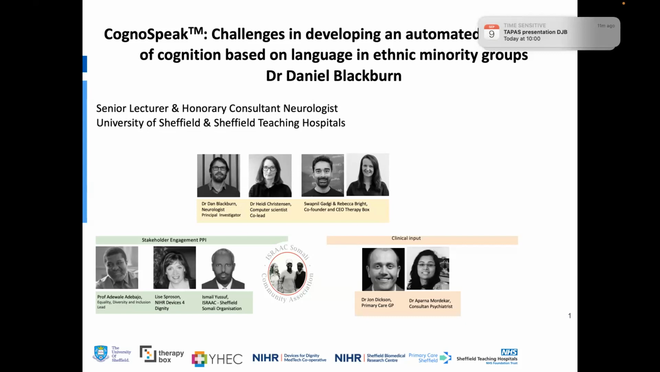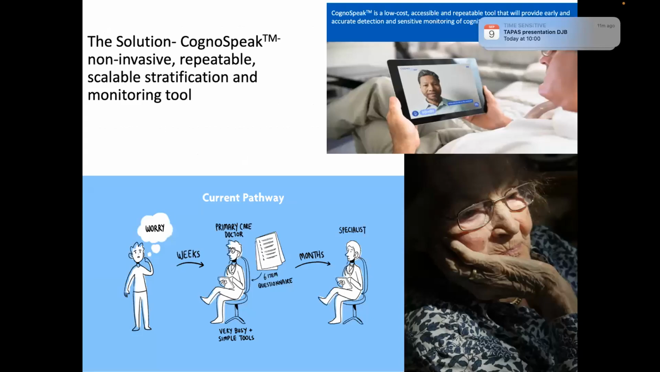So I'm co-lead for CogniSpeak, with Heidi Christensen from Computer Science, who many of you will know, and TherapyBox are our commercial partner. We've got clinical input, but I'm going to talk mainly in this talk about our stakeholder engagement, public patient involvement. So Lisa Sprosen works for an organization called Devices for Dignity. Professor Adi Adibajo is our EDI lead, and Ismail Youssef is from the community Somali group called ISRAC, which we'll speak to.